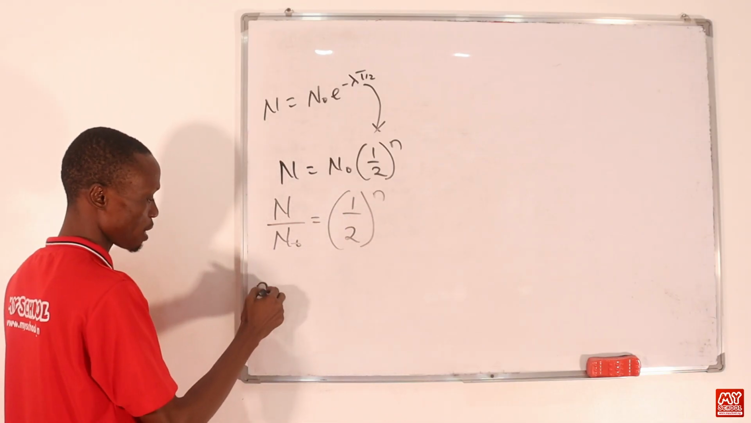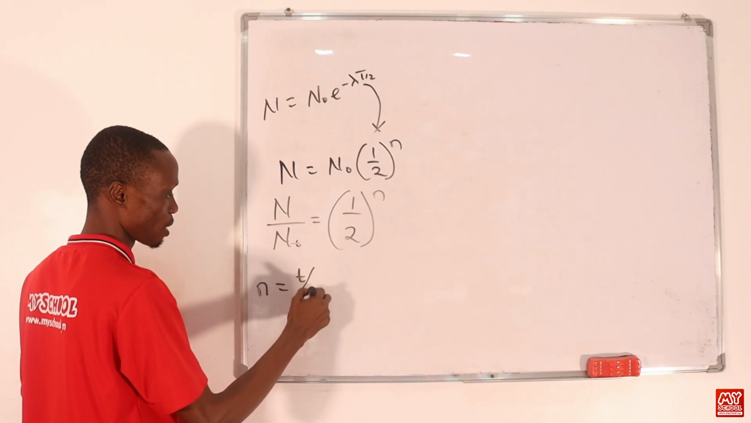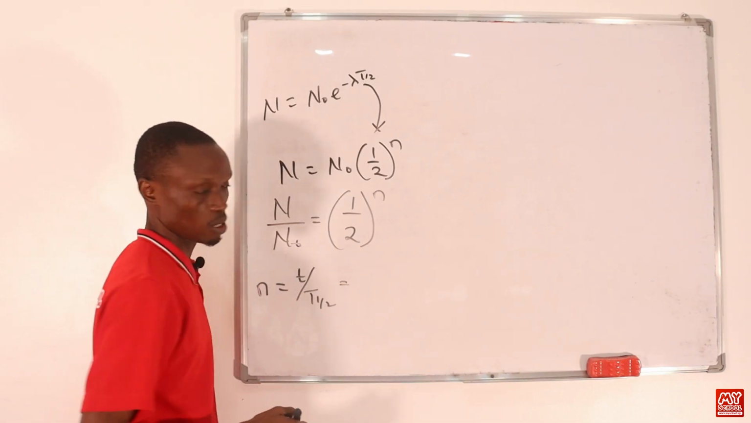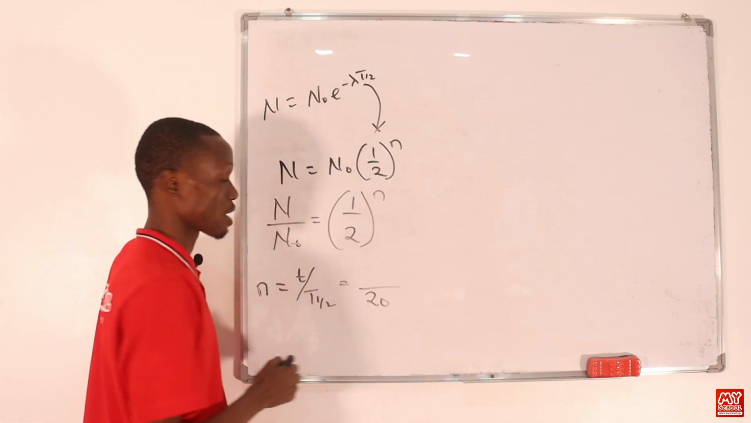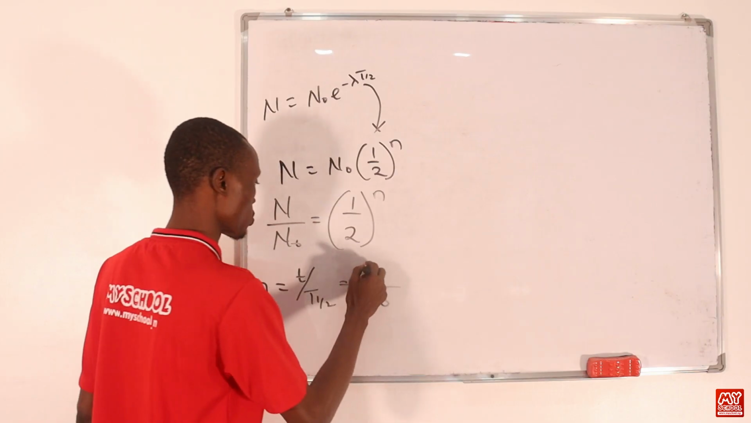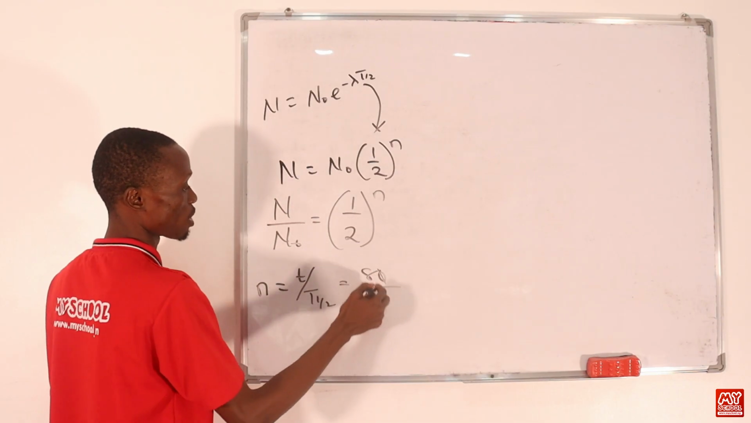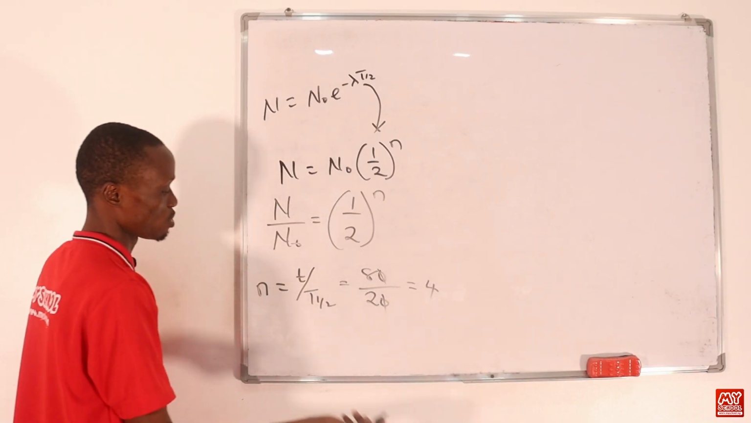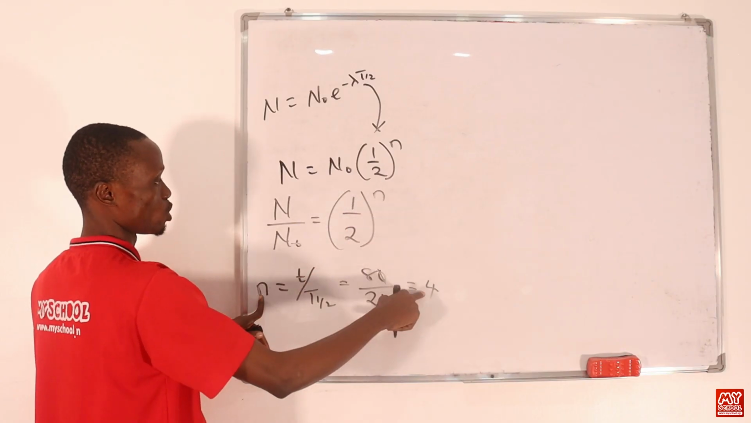So remember that n, which is small letter n, is equal to t all over half-life. So in the case of this question, half-life is equal to 20 and small letter t is equal to 80. So 0 cancels 0, and 8 divided by 2 is equal to 4. So our n is equal to 4. So in place of small letter n here, we just replace it by 4.